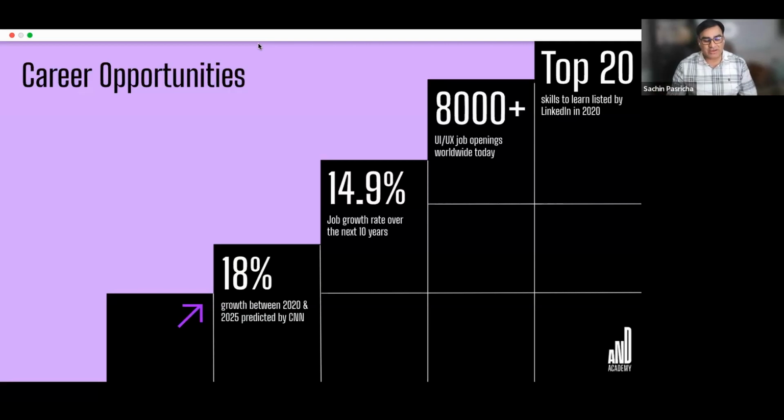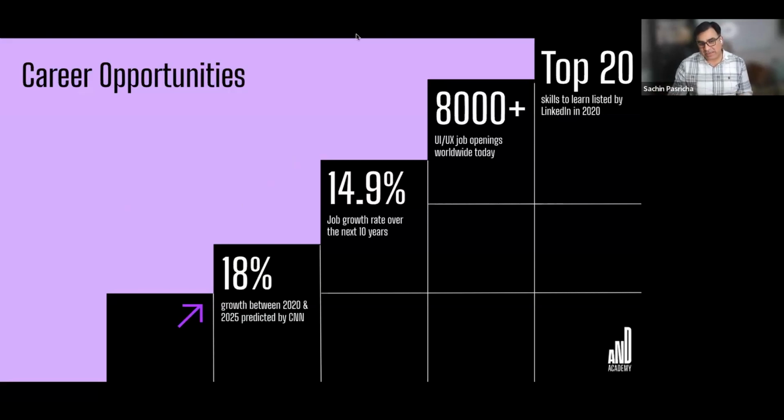So to look at the numbers, there has been an 18% rise from 2020 to 2025, predicted by, again, a reliable resource called the CNN. There is a regular growth of 14.9% across the last 10 years. In fact, the numbers that you look at in terms of the UX UI design openings, you can check yourself as well through Naukri, through LinkedIn and all. These are the kind of numbers that are available. In fact, UX UI has been particularly ranked in the top 20 skills in the LinkedIn 2020 report.